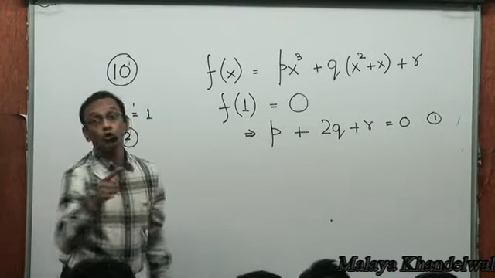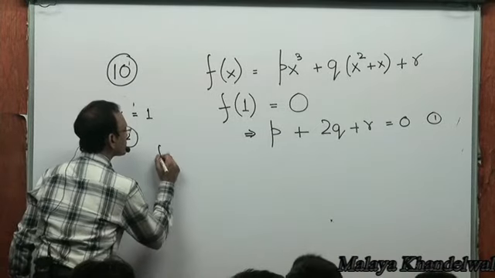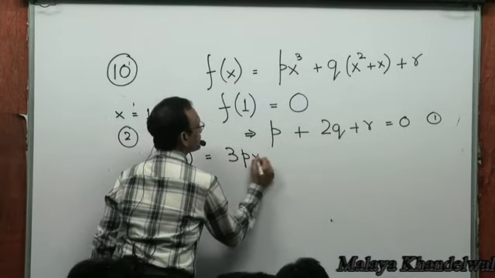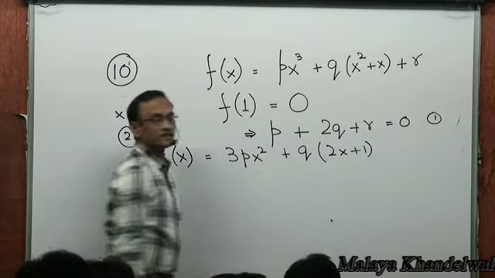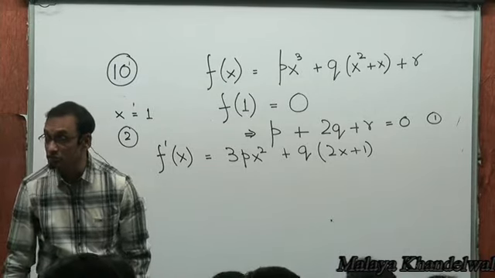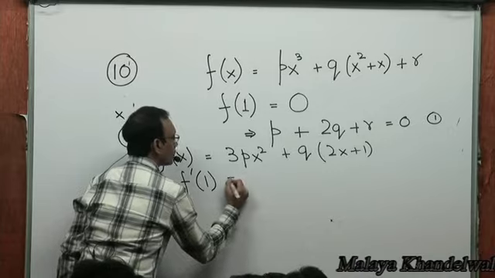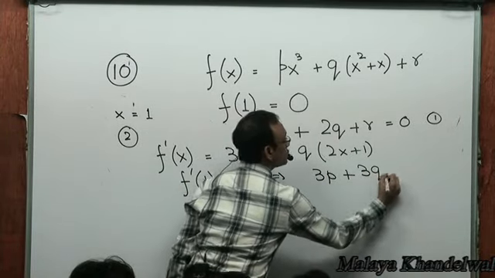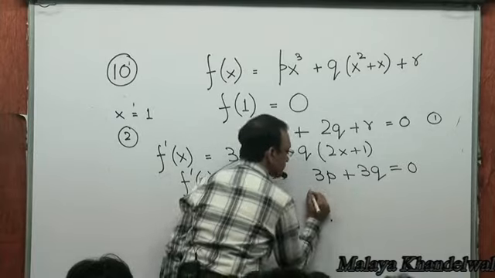Now, 1 is also a root of its derivative, repeated once, right? So, f dash x is 3p x squared plus q into 2x plus 1, that's f dash x. f dash 1 will be 0 because 1 will also be a root of the derivative function repeated once, right? So f dash 1 will be 0, which means 3p plus 3q must be 0, right? Which means p must be equal to minus q.